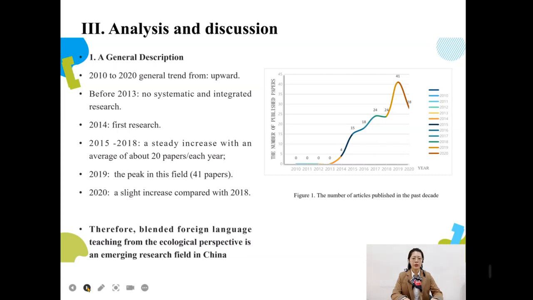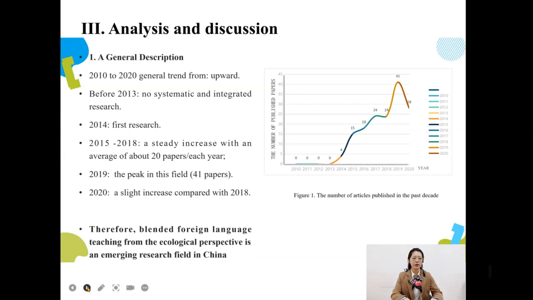From 2015 to 2018, there was a steady increase in relevant research with an average of about 20 papers published each year. In 2019, it showed a sharp upward trend and reached the peak of research in this field, 41 papers. The number of literatures fell in 2020, but still increased slightly compared with 2018. Therefore, blended foreign language teaching from the ecological perspective is an emerging research field in China with a history of less than 10 years and limited numbers of literatures.